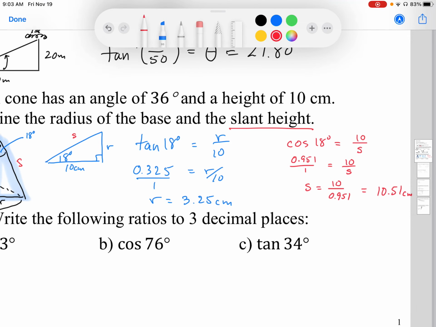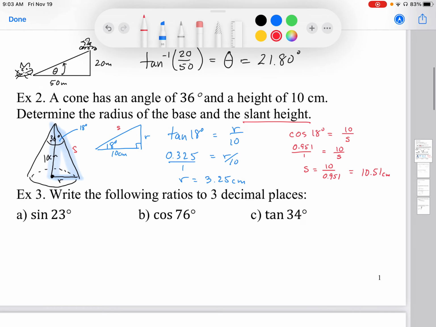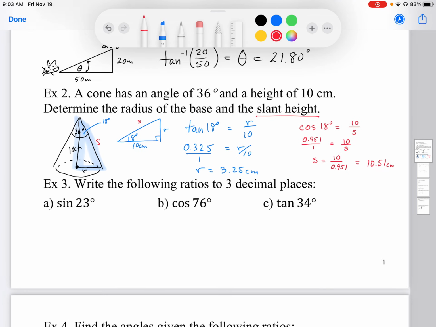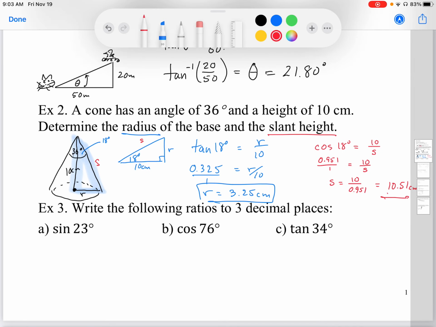It's not going to be very long. It's just going to be a little bit longer than the adjacent side. So that's the slant height and the radius. I've got the radius. I'm just going to make sure that the radius is what I've solved for in blue here, and the slant height is what I've solved for in red over here.